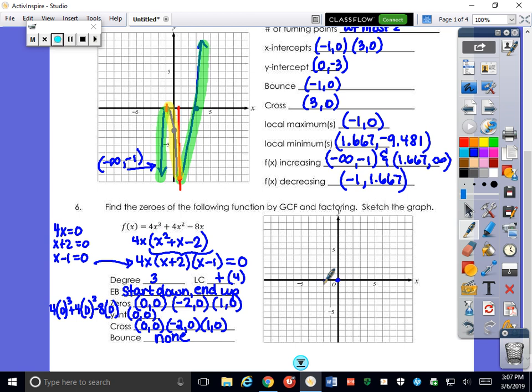Now let's graph it. When we graph all of our zeros, and we realize that it is going to start down and end up, we're going to just sketch this. And again, we're sketching. You can look at your calculator to see what it looks like, but it takes on the cubic form with end behavior ending up.